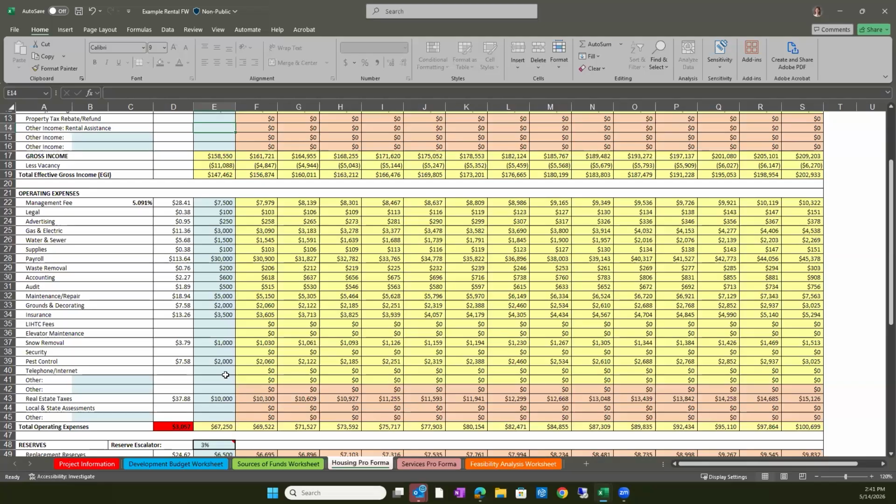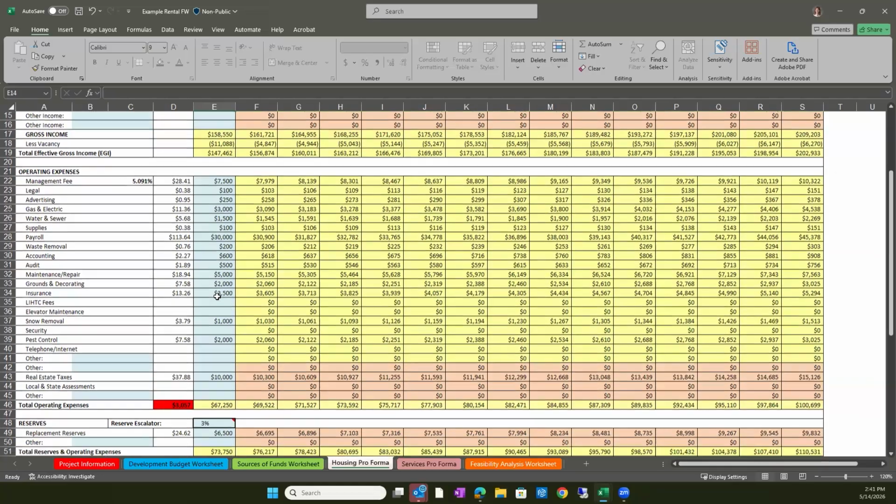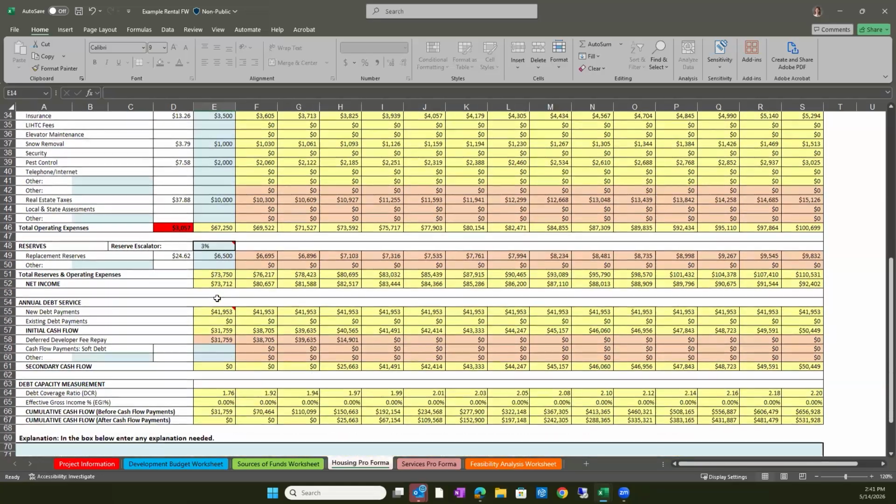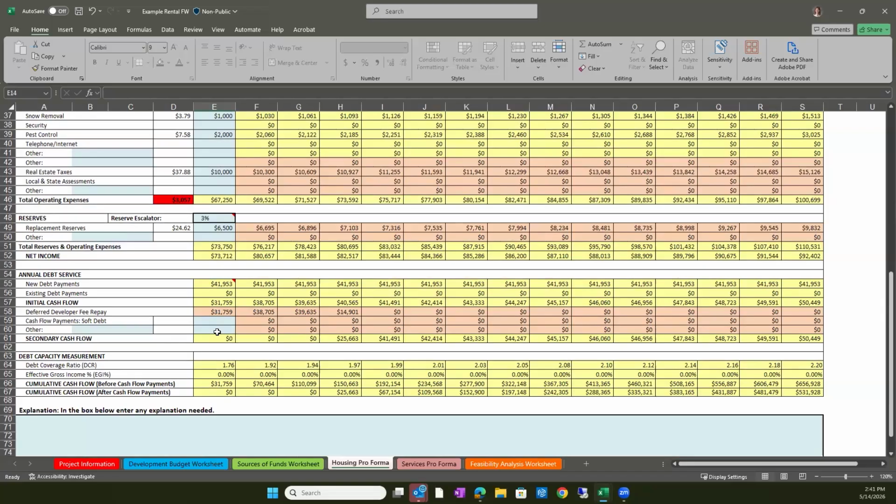After you enter all of your income and expenses here, you'll then move down to our reserves and debt service. A lot of this here, you'll see there's a lot of yellow and orange cells here that are pre-populated. So not a lot necessarily to enter from the blue cell perspective. If you have replacement reserves that you are funding out of project operations, then you will enter those here. You may also enter a reserve escalator if you are expecting the amount you're investing in to increase year over year. And then you'll see, again, a bunch of yellow calculations regarding your debt payments, your deferred developer fee repay, things like that. These are all pulled directly from the sources of funds worksheet.